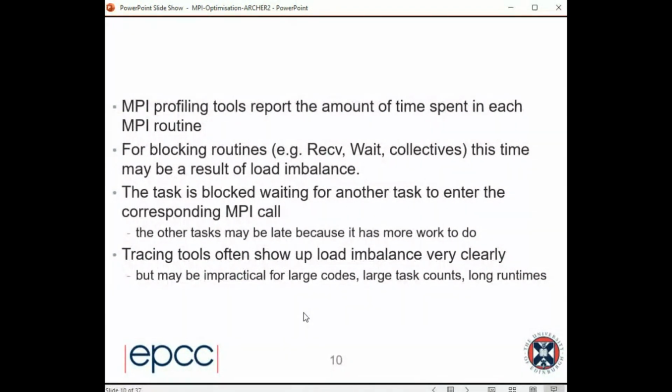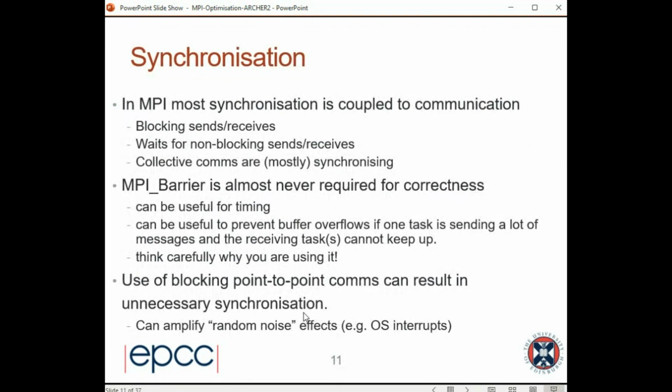However, tracing tools have an overhead to them, and they can be difficult to use on very large codes, for very large runtimes or very large core counts. But they are a very good way of detecting load imbalance, not curing it, but detecting it. Synchronization is where you lose time in MPI, because synchronization is coupled to communication. You get it with blocking sends and receives. With any non-blocking send or receive, you still have to wait on it to complete, and that's a synchronization. And collective comms are almost all synchronizing.